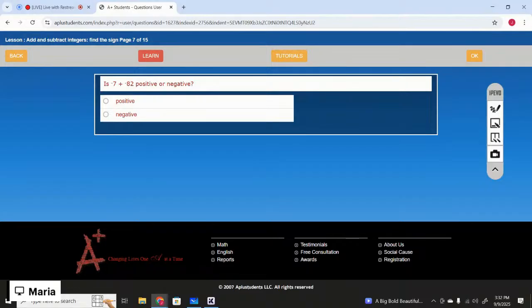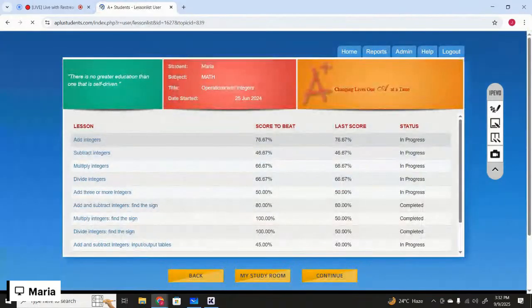Is negative 7 plus negative 82 positive or negative? Positive it is. Sorry, negative it is. 82 is a negative number, so negative it is. Okay, you can complete the lesson by yourself later today. Let me just move on to the next lesson.